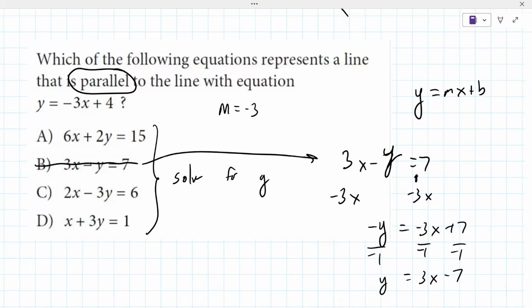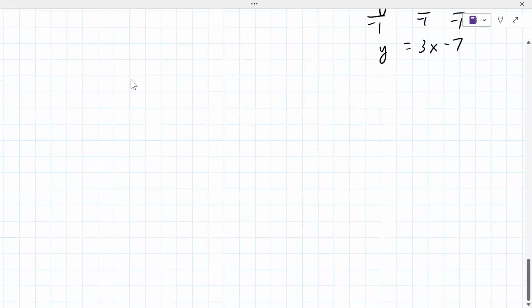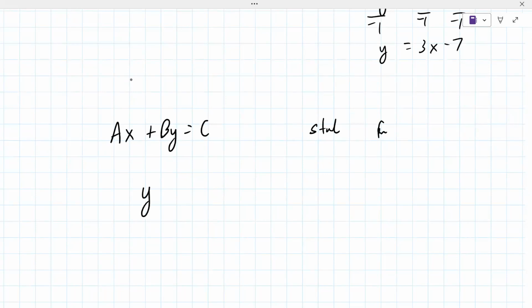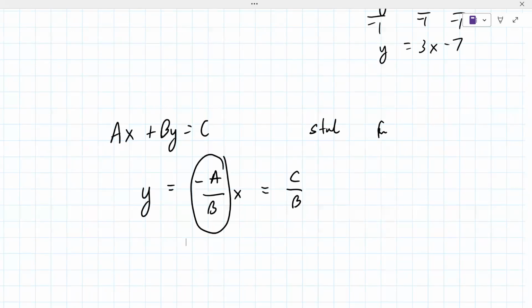It's not D. A. Yeah. So there is kind of a shortcut here if you want it, which is if it's an ax plus by equals c form, which is standard form. If you solve this for y, it ends up being y equals minus a over b times x plus c over b. So you could remember that if you really wanted to. I think it's pretty specific, but it could be useful.